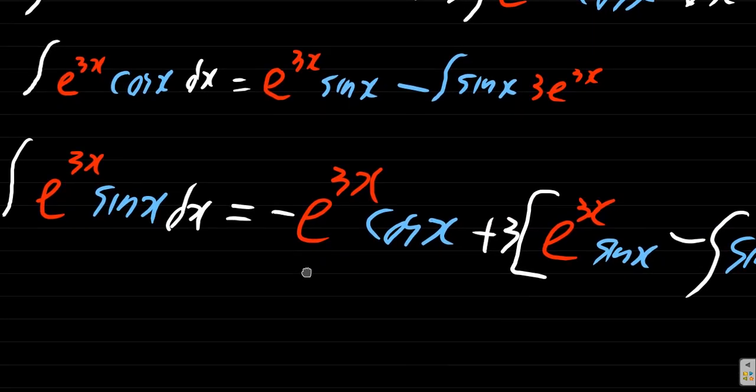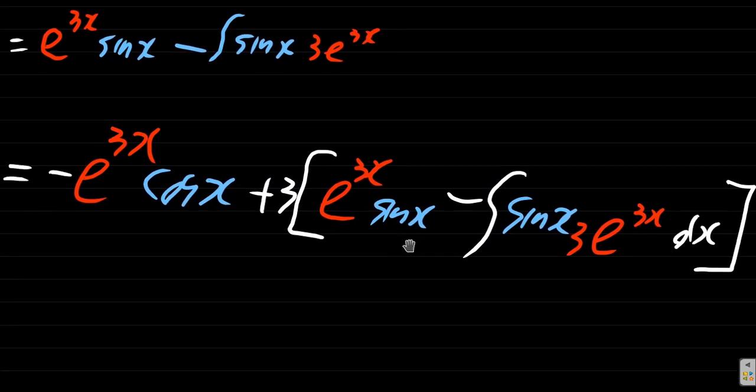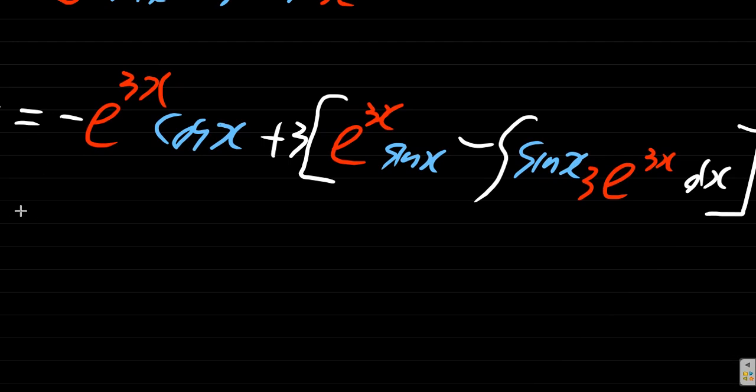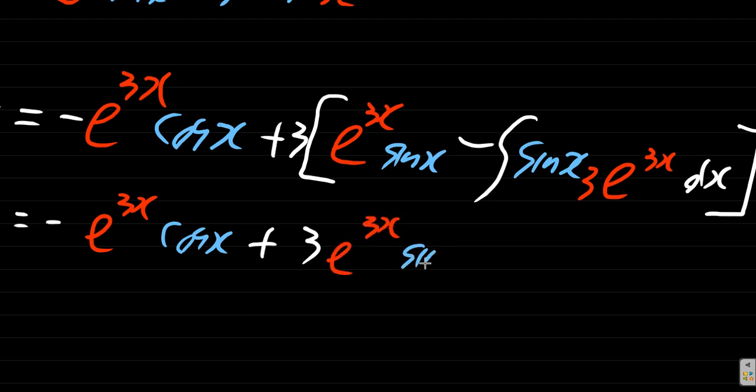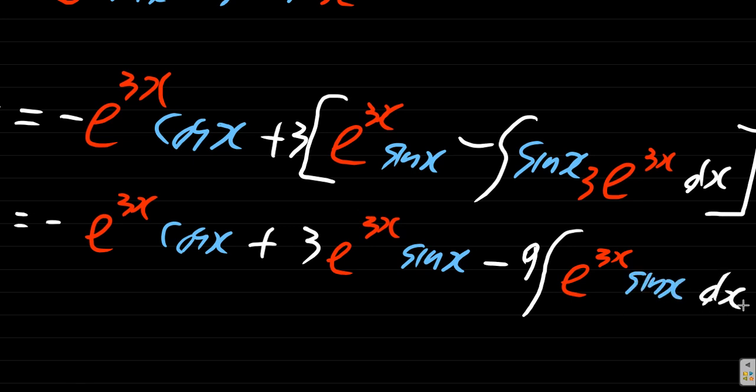Now, let's look at this. Let's open the bracket. This is equal to negative e to the 3x cos x plus, this is going to be 3 e to the 3x sine x minus, you have 3 here, we'll multiply this 3, we can put it outside the integral sign, 9 times the integral of, let's put the e to the 3x before, so we have the integral of e to the 3x sine x dx. Okay.